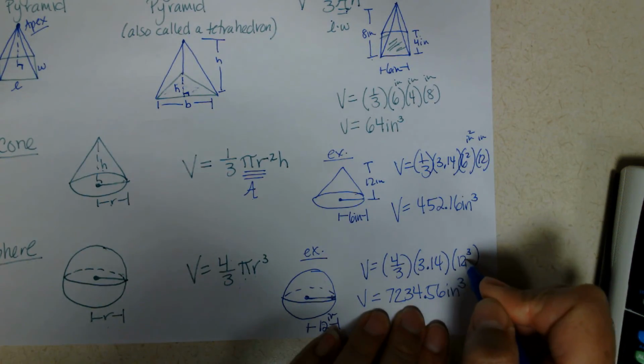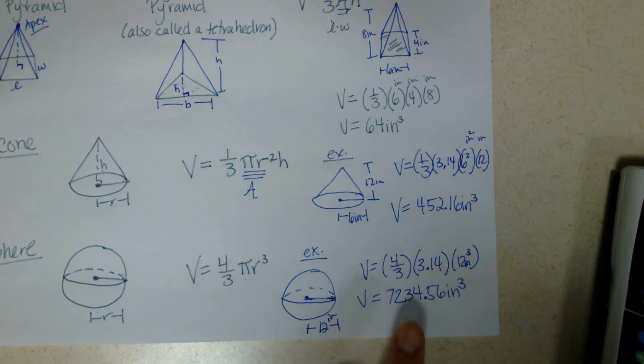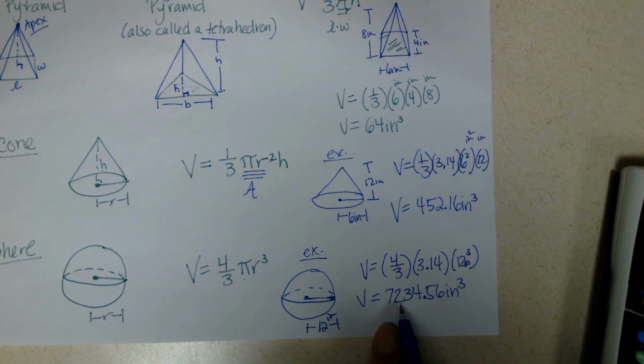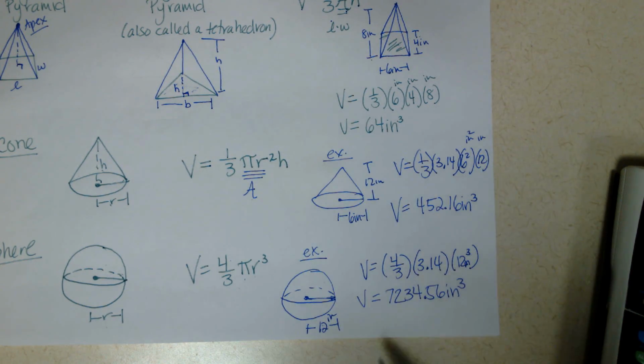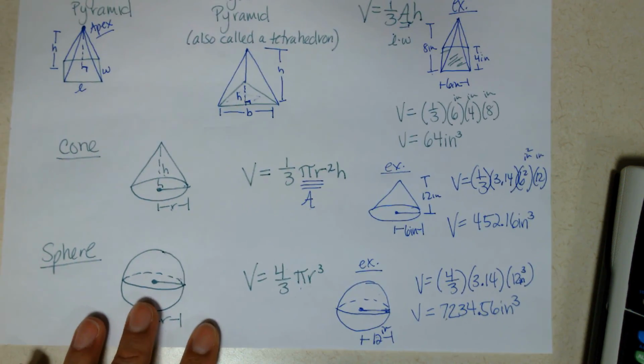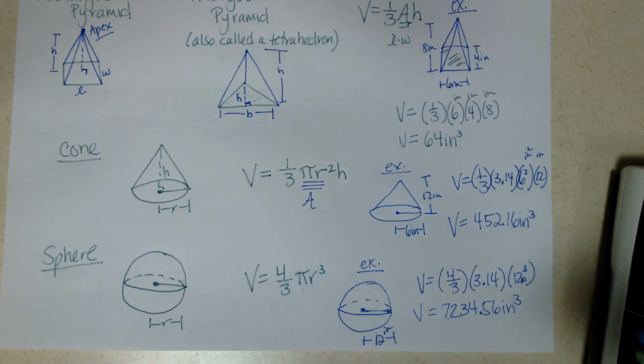Not forgetting, this is inches cubed. Your 12 is getting cubed and your inches are getting cubed. So 7,234.56 inches cubed. This is a pretty cool number if you look. 2, 3, 4, 5, 6, 7. Isn't that pretty cool? So I notice things like that. And so this has been volume of a few different solids. Hopefully it helped. Thank you.